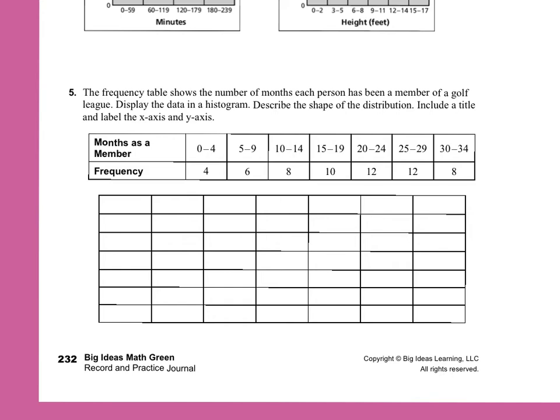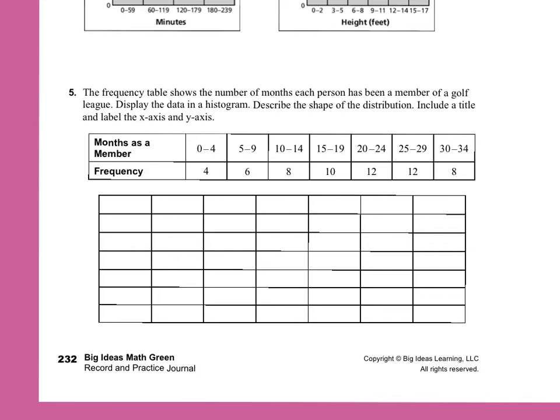And then, well, the frequency table shows the number of months each person has been a member of a golf league. Display the data in a histogram. We know how to make a histogram. And then describe the shape of the distribution and include a title and label the X and the Y axis. So it wants us to make a histogram, and we got to give it a title. And we've got to talk about what the X and the Y is.